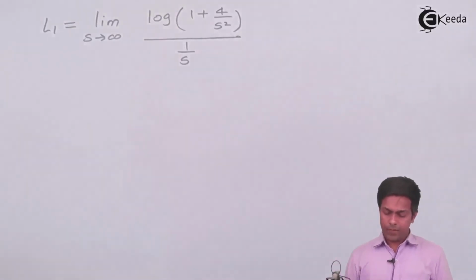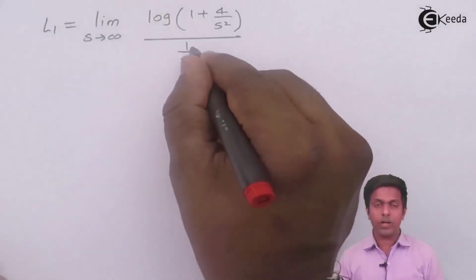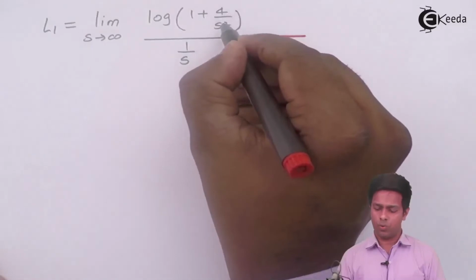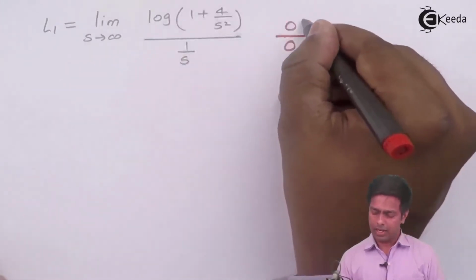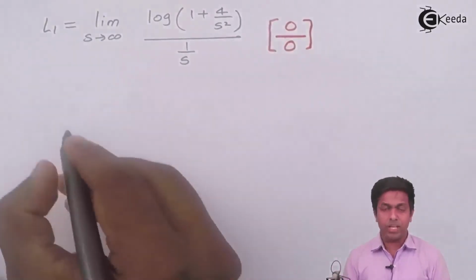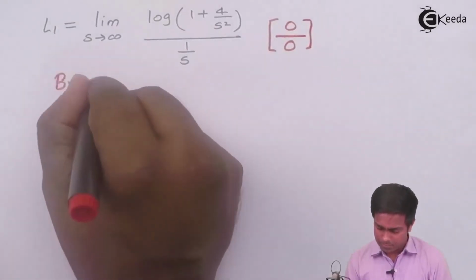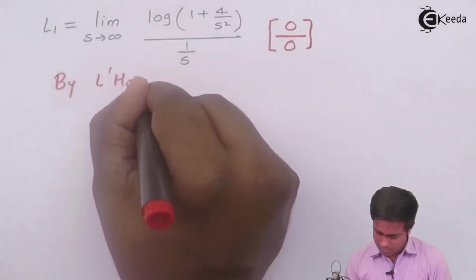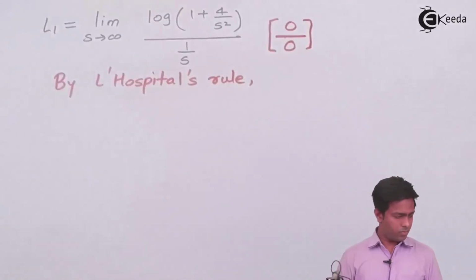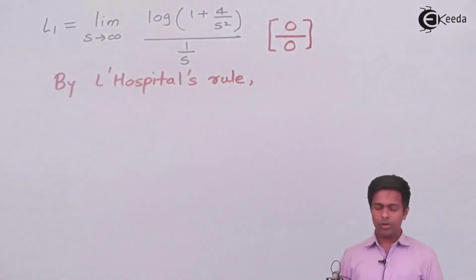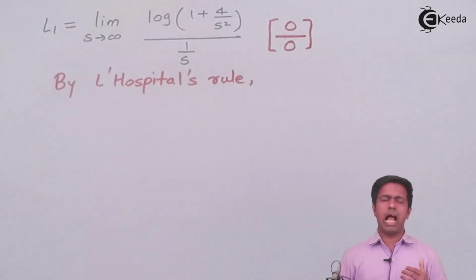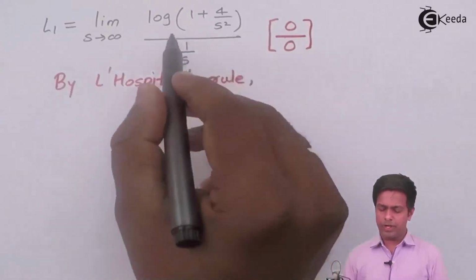Now let's observe here. If I put s as infinity over here, I'll get 1 upon infinity, that is 0, and here 4 upon infinity is 0, 1 plus 0 is 1, log of 1 is 0. Now I got 0 upon 0 form, and now we can apply L'Hopital's rule. By L'Hopital's rule, we will differentiate numerator and denominator separately. So what is the derivative of this log term?